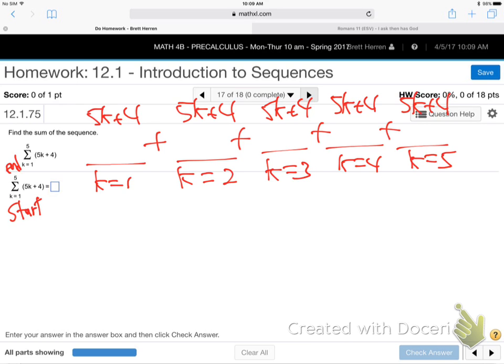Doing okay. So when we plug in a 1, plug in a 2, plug in a 3, plug in a 4, plug in a 5, what do we get? 9, 14, 19, 24, 29. Just going up by 5 every time, huh? Nice little pattern. Just add them up now, right?